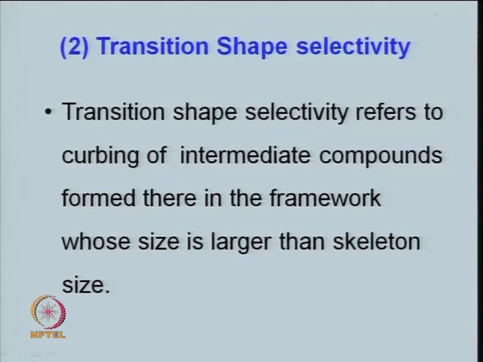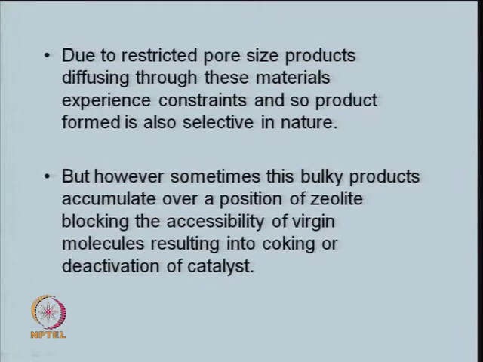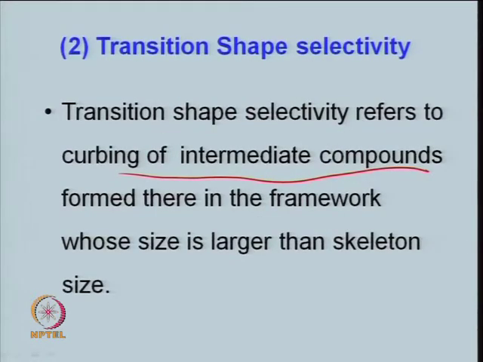Second is the transition shape selectivity, which I was discussing. That refers to the curbing of intermediate compounds formed in the framework of the zeolite whose size is larger than the skeleton size. That is what I was saying, polycondensed aromatic hydrocarbon, which is a coke precursor. These may not go into the framework of the zeolite, or may not form inside the zeolite because of the pore size. Due to the restricted pore size, the product diffusing through these materials experiences constraints, so product formation is also selective in nature. You do not get the undesired large molecular weight compound because of this transition shape selectivity nature of the zeolite.